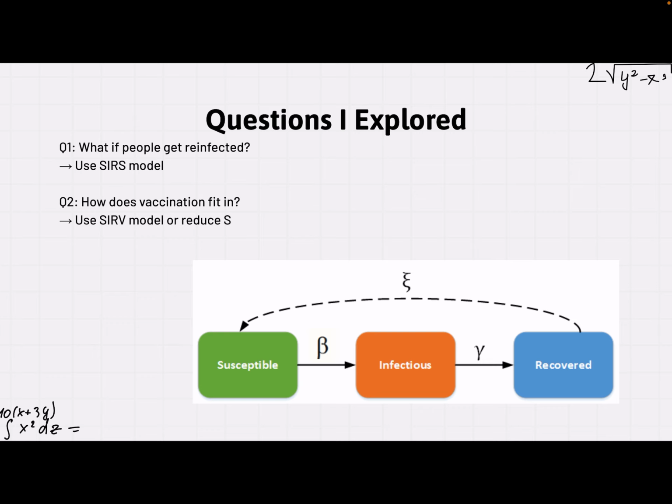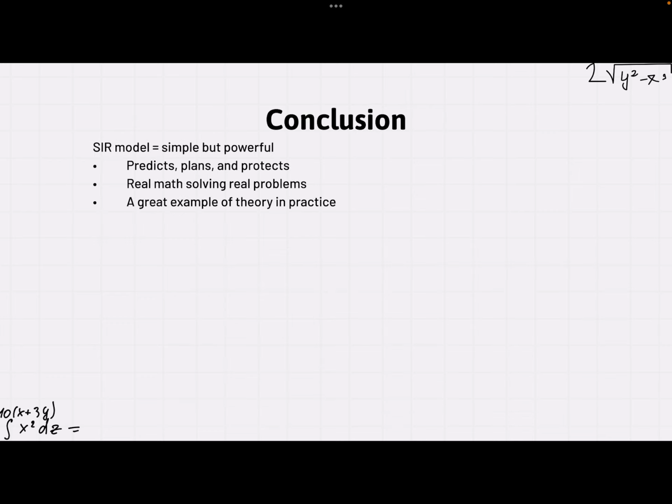So in conclusion, to wrap up, the SIR model shows how something as simple as 3 equations can help protect lives. It helps us predict how a disease spreads, plan hospital and vaccine strategies, and guide public health policies. It's a perfect example of theoretical math becoming practical, life-saving science.